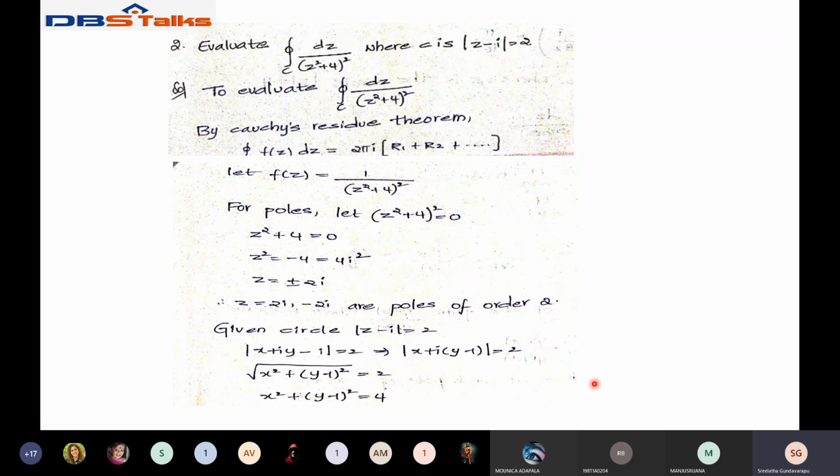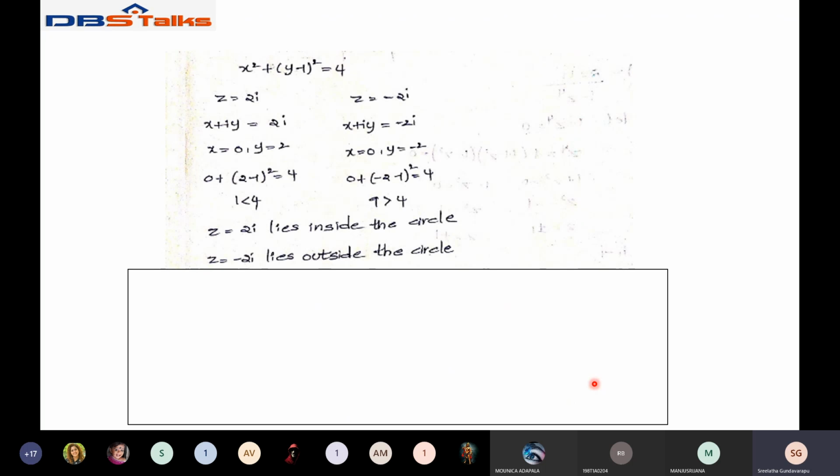So in this problem we have to find the residues. For finding the residues, the given circle equation is mod z minus i equal to 2. To write the circle equation, substitute z as x plus iy minus i, then take the real and imaginary parts and use the magnitude formula. We get the circle equation: x square plus (y minus 1) whole square equal to 4.